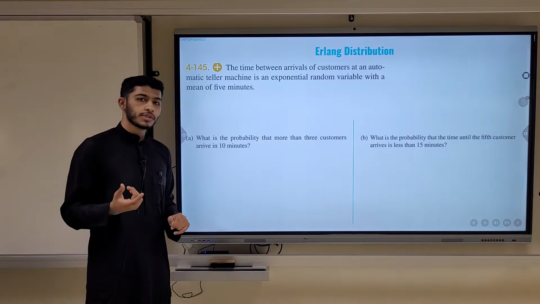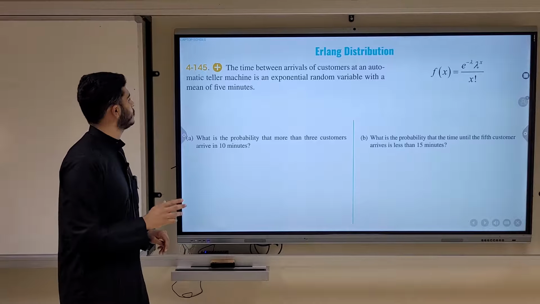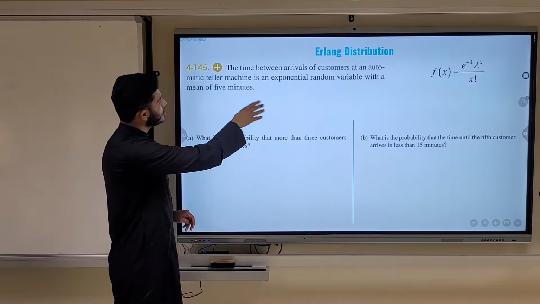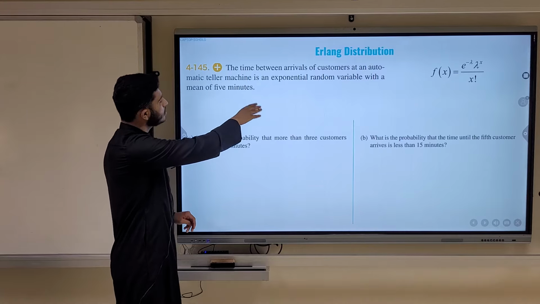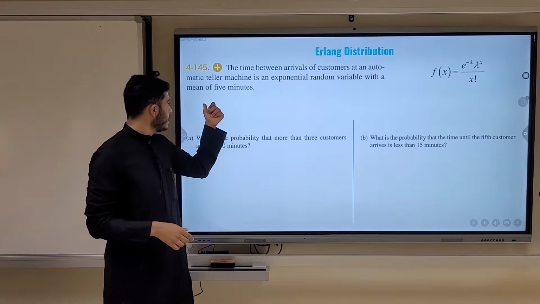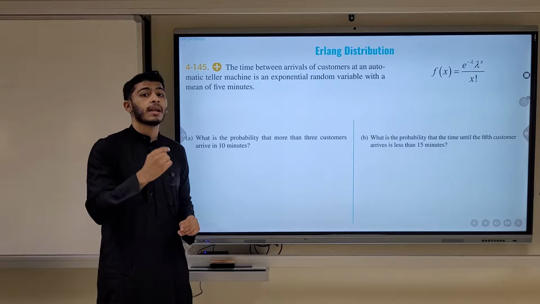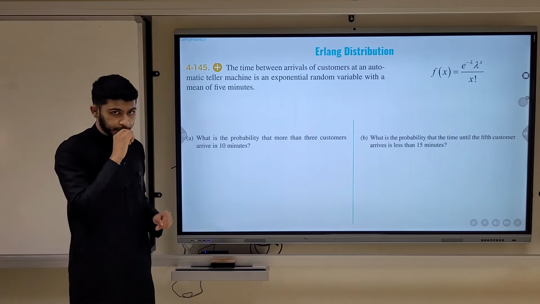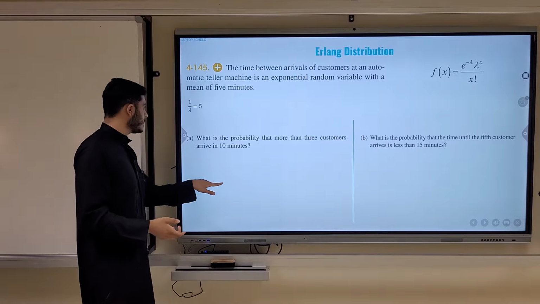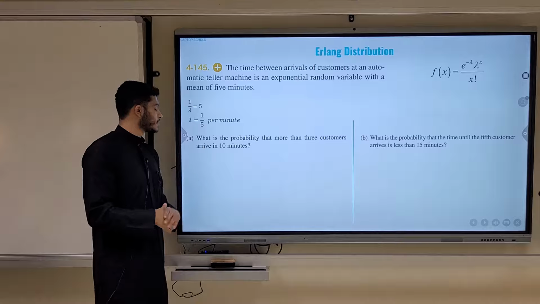And in order to solve using the Poisson distribution, we need to find lambda. So what is lambda in this question? The time between arrivals is an exponential random variable with a mean of 5 minutes. So we are given the mean of the exponential random variable. What is the mean for the exponential random variable? It's 1 over lambda. We want lambda, so what do we do? We take the reciprocal. So 1 over lambda is 5 minutes, and the reciprocal of it is 1 over 5 arrivals per minute.